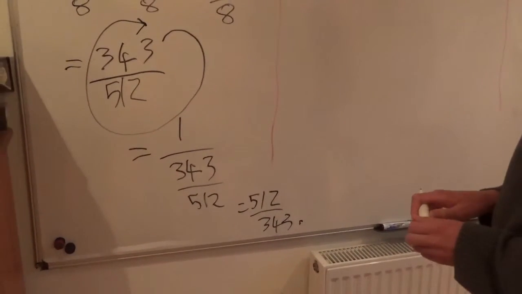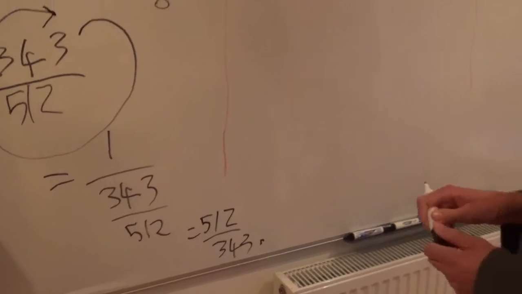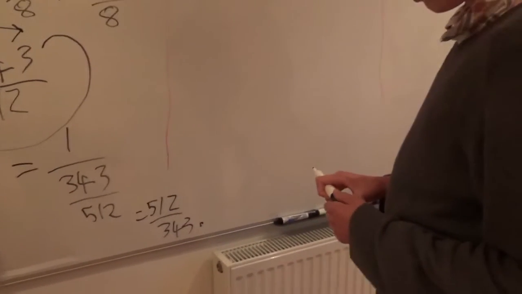That's all there is to it. And that doesn't simplify any further. So that is 7 eighths to the minus 3. Wonderful. Next one, please, Edward.